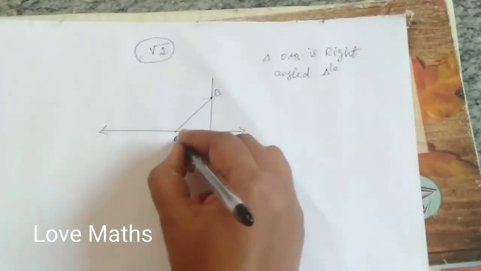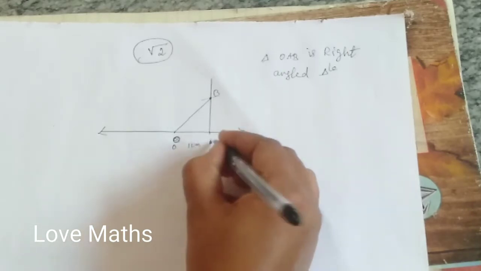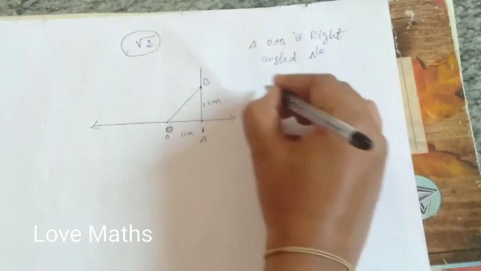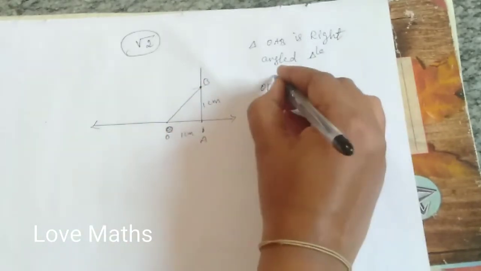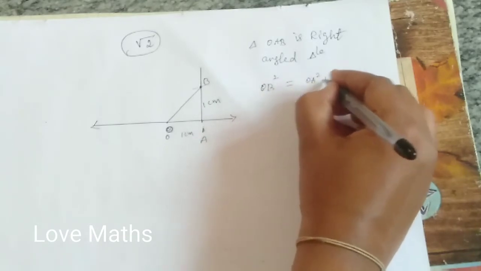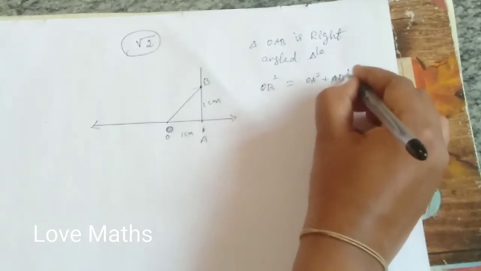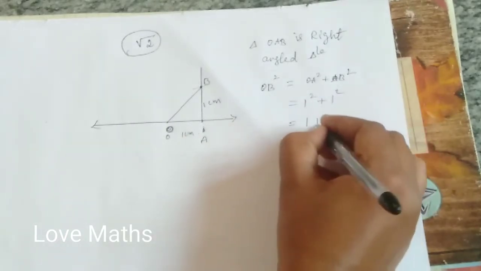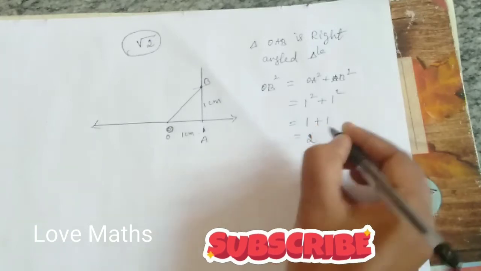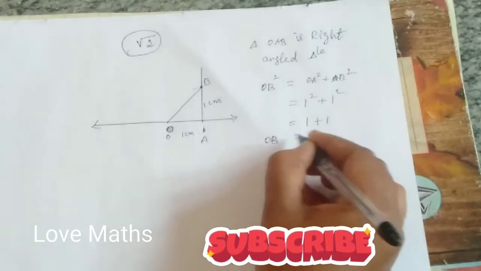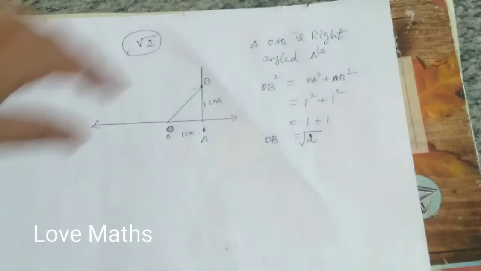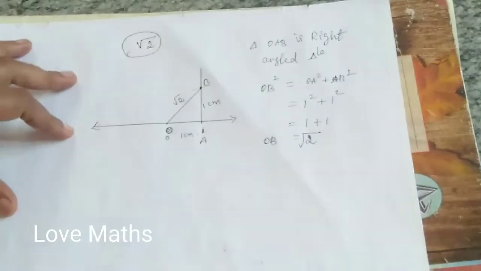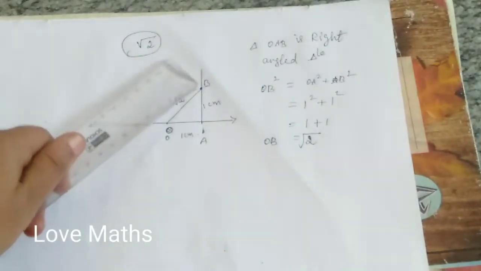This is 1. 0 to 1 means this is 1 centimeter. The same measurement I cut the arc, this also is 1 centimeter. So for the hypotenuse OB, OB square is equal to OA square plus AB square. OA is how much? 1 centimeter. AB also 1 centimeter. 1 squared is 1, 1 squared is 1, 1 plus 1 is 2. I need only OB, so this square comes as a square root. So this hypotenuse value is root 2. So this measurement is root 2.